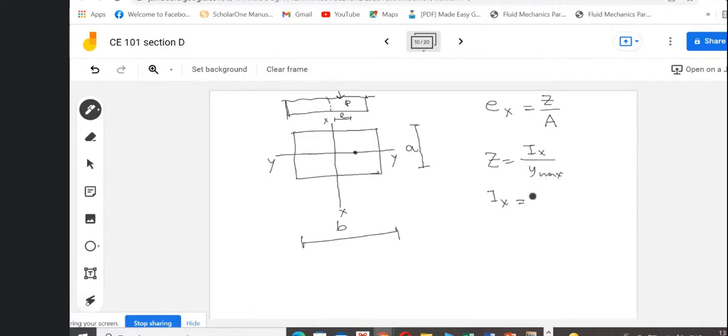What is Ix? Ix means about x-axis. What is the moment of inertia about x-axis? 1 by 12. So 1 by 12, and then B cube into A. He is saying A B cube. Okay. Is he right? Or it will be the opposite?